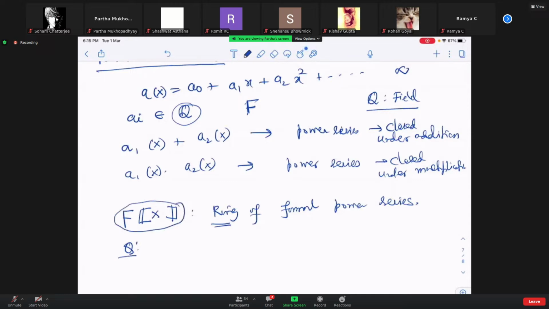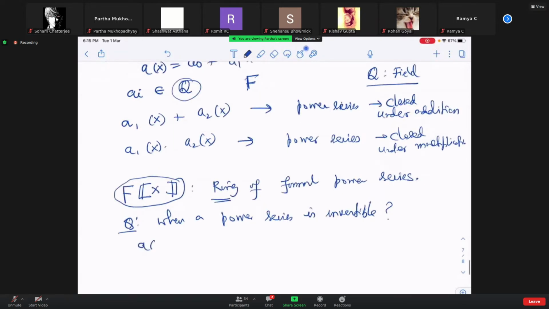When is a power series invertible? What do I mean by that? If A(x) is a power series, does there exist a B(x) such that A(x) times B(x) equals 1? What I mean by A(x) times B(x) equals 1 is what you think. You multiply them as a formal multiplication, multiply coefficients and bring them together, and check the coefficients. Except the constant term, everything will disappear. Then I call this power series invertible.